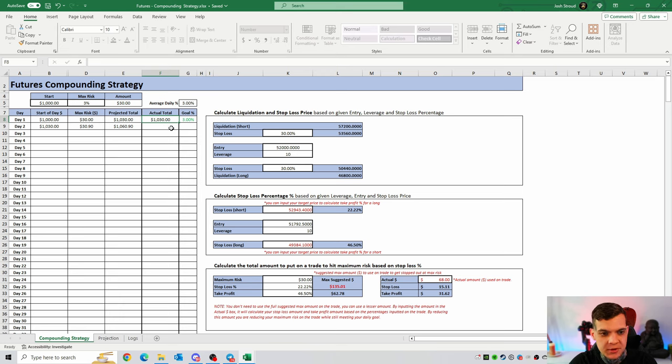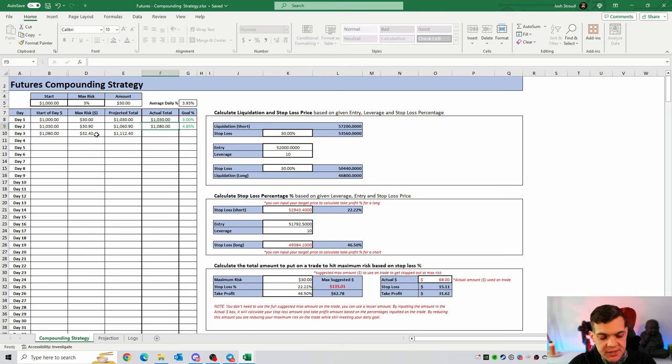Okay, so $30, $1,030, we make that. Our max risk is now $30.90. Our projected total is $1,060. Let's say we make more. Let's say we make $1,080. That is what we are going to do. And so on and so forth, right?